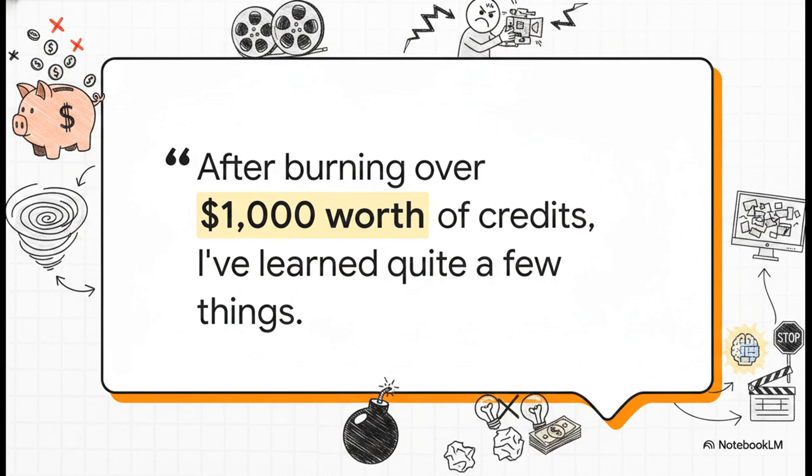One filmmaker recently said, after burning over $1,000 worth of credits, "I've learned quite a few things." And honestly, that perfectly captures the frustrating trial-and-error reality of AI filmmaking right now. Creating an AI film isn't just typing "make a cool movie" into a prompt box. It takes deliberate structure. Because when you're paying for every single generation credit, a bad prompt or a glitchy character doesn't just waste your time. It literally burns through your wallet. Our entire goal with this explainer is to hand you the exact techniques learned from that $1,000 trial run so you can completely avoid making those expensive mistakes.